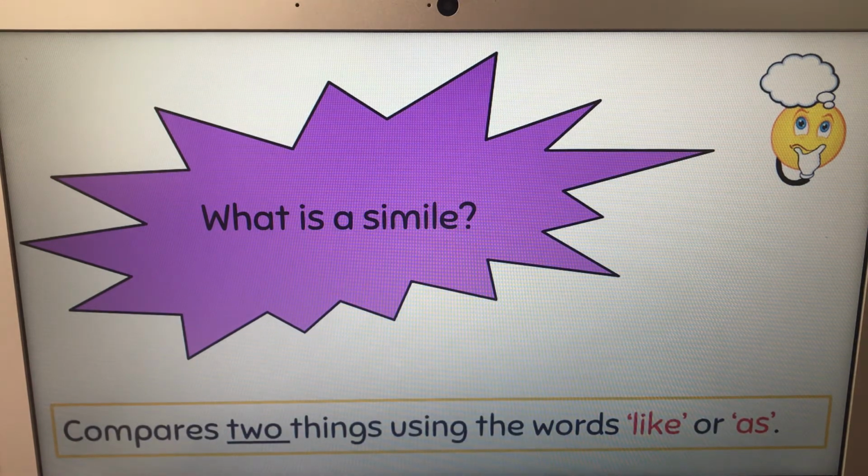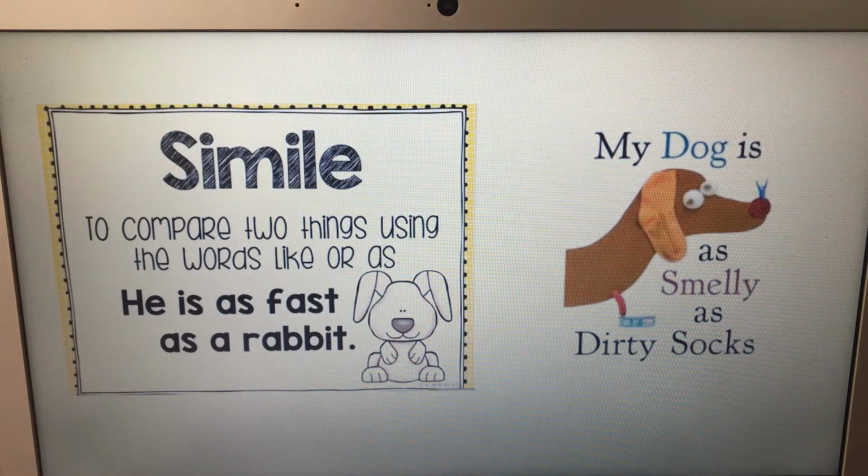A simile compares two things using the words like or as. Well done to those of you who remembered that. So for example, he is as fast as a rabbit. Or my dog is as smelly as dirty socks. Oh my goodness, I hope nobody's dog is as smelly as dirty socks. So they're comparing things and you see the words as or like a lot when we're talking about similes.